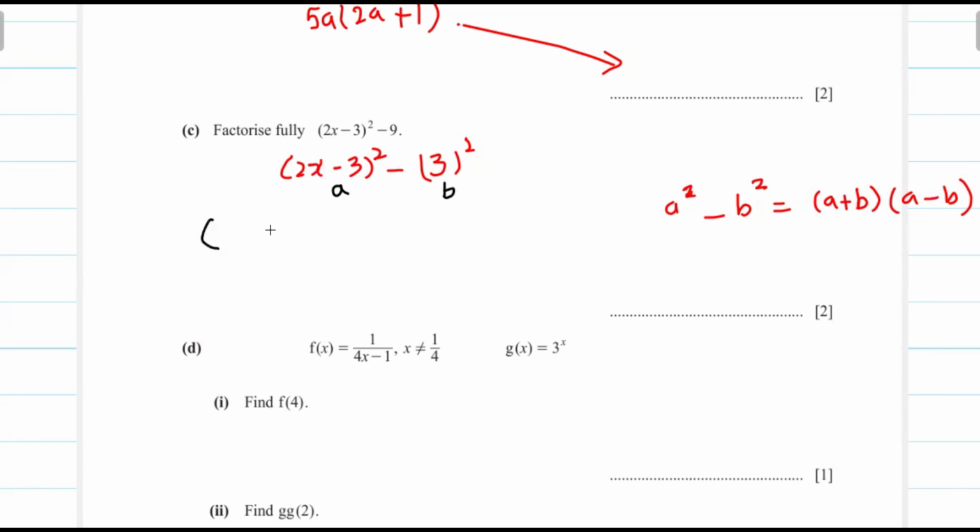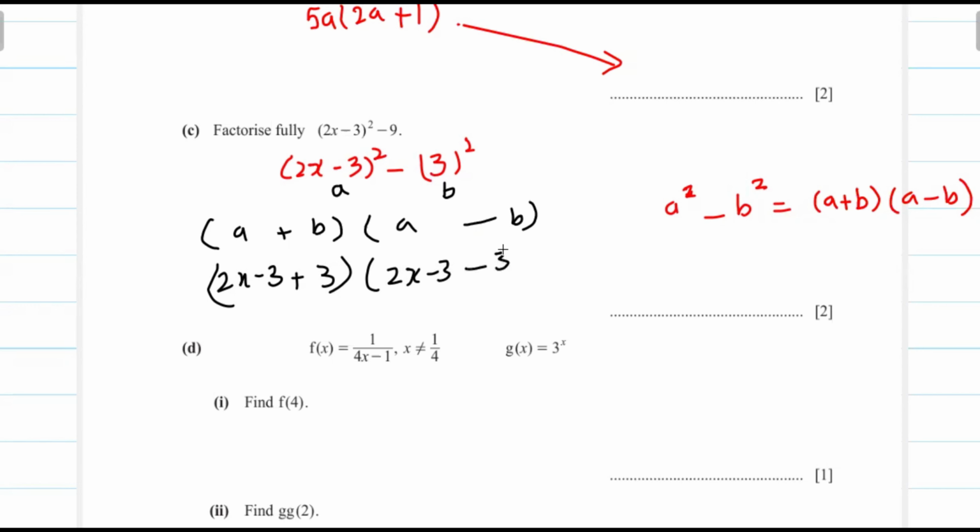Therefore, we can write (a plus b) into (a minus b). Here a is 2x minus 3, and b is 3. Therefore, we can write (2x minus 3 plus 3) into (2x minus 3 minus 3). Now this 3 will be cancelled. We can write 2x into (2x minus 3 minus 3), which is 2x into (2x minus 6).